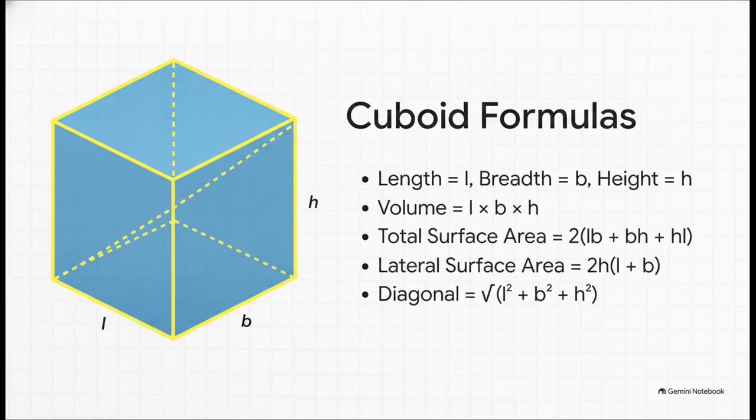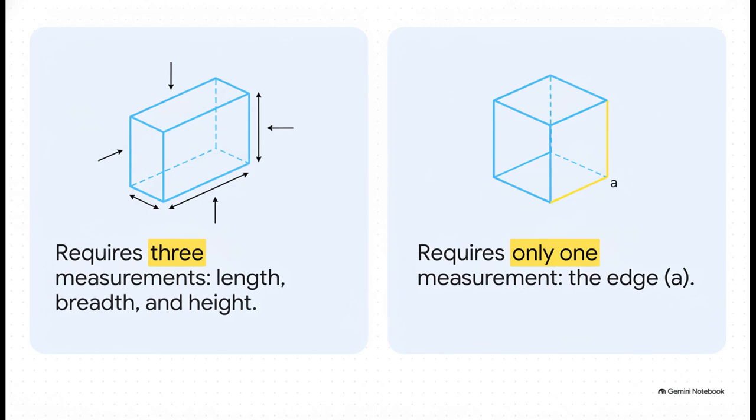The lateral surface area, which is really just the 4 walls without the floor and ceiling, is 2H multiplied by the sum of L and B. And finally, that diagonal stretching all the way across the inside of the box, that is the square root of L squared plus B squared plus H squared. Now, what's really interesting about this slide is how simplifying the physical shape drastically simplifies the math variables.